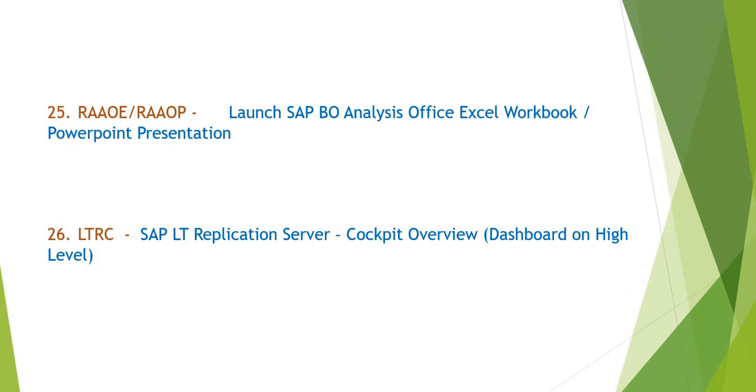Now coming to the next, RAAOE or RAAOP. It is a very interesting T-code in SAP BW/4HANA, because using this T-code you can launch the Excel workbook, which can be a PowerPoint presentation or any SAP BO Analysis for Office. Next, LTRC. As the name suggests, LT, it is used for SAP LT replication server. It will provide the overall scenario of the cockpit overview of replication servers.